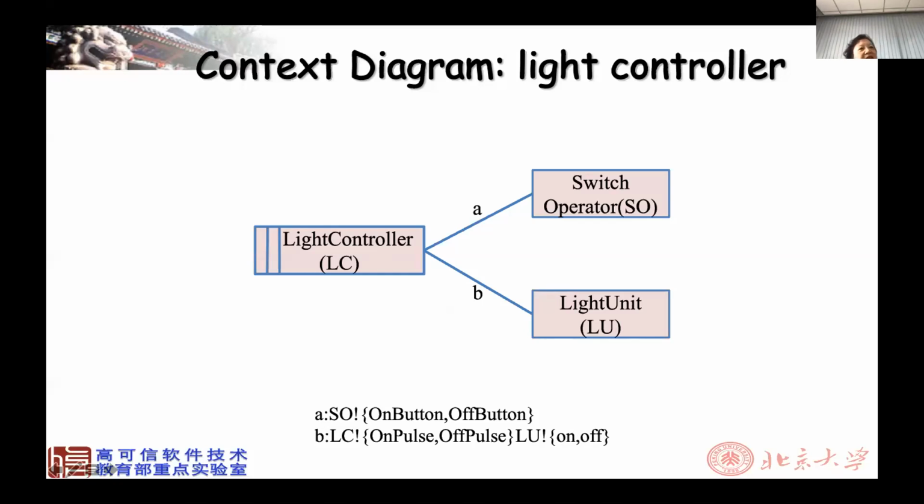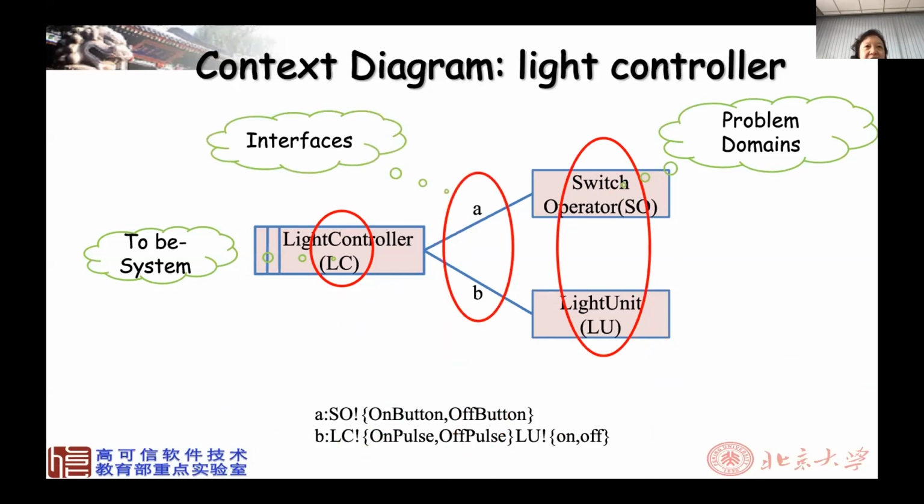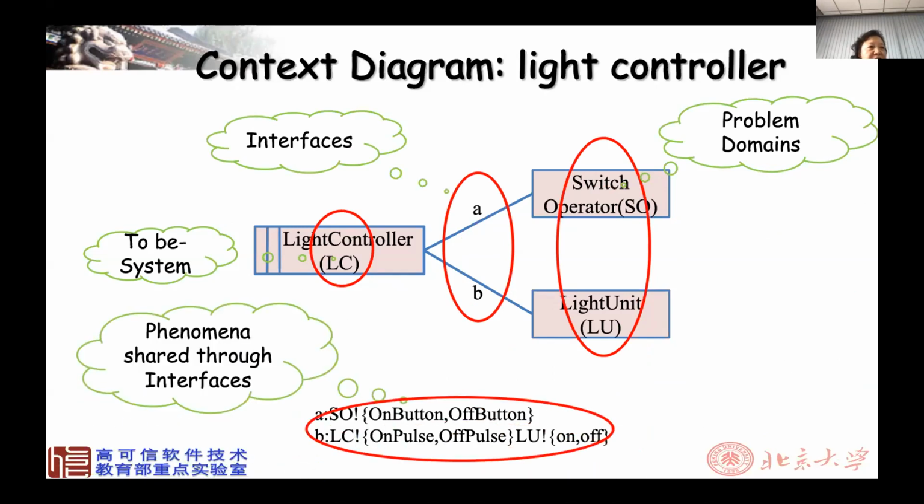This is the meaning of the context diagram. So here, this is the software system we are going to develop. And these two are the problem domains and the boundary of the problem. And these two are the interfaces. Yeah, this is the meaning of the context. And these are phenomena shared through the interfaces. This is the idea about the context diagram.